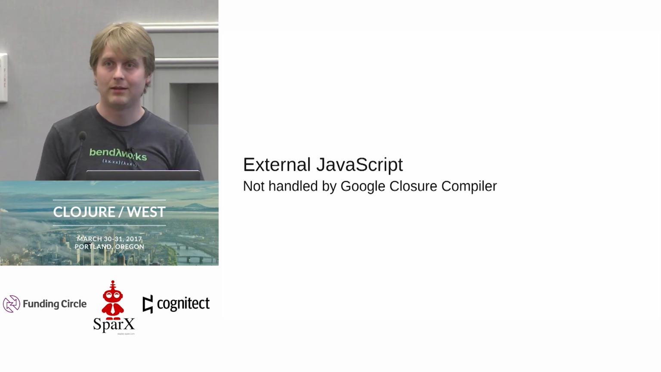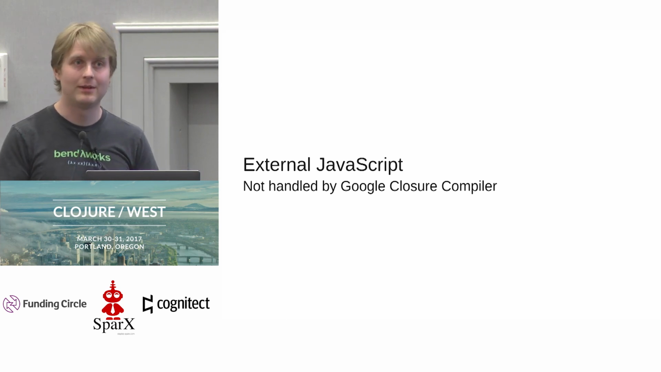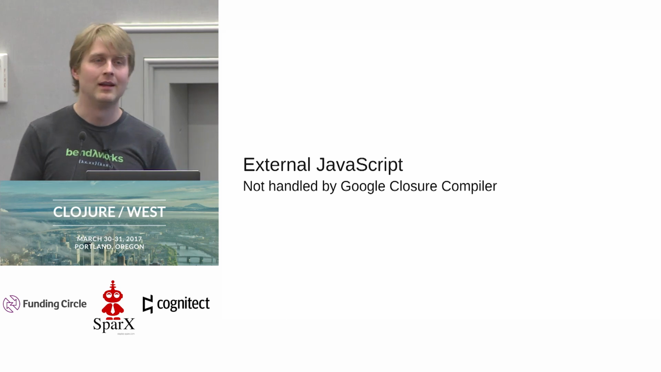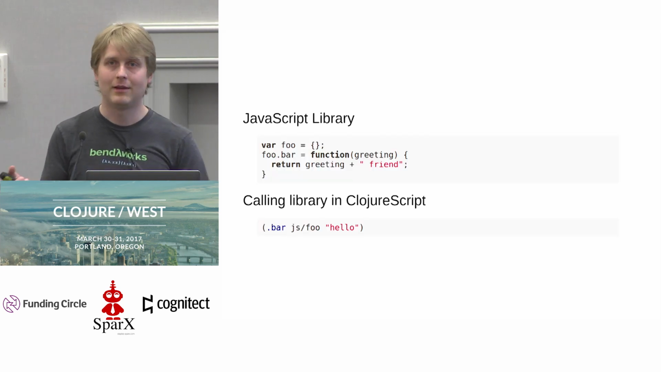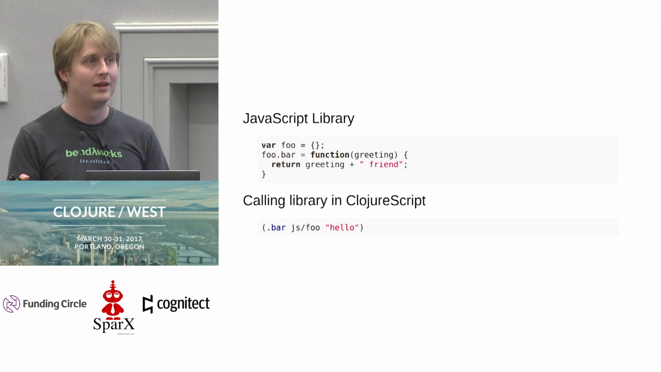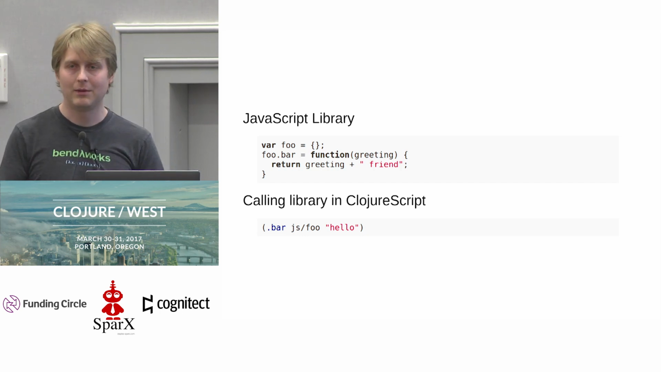And now to probably one of the darkest and most dangerous portions of ClojureScript that I've ever seen: integrating it with external JavaScript. This is JavaScript that the Google Closure compiler does not touch at all. And say we have this JavaScript library that has just a foo object that has one method bar, and that we call this library inside of ClojureScript.